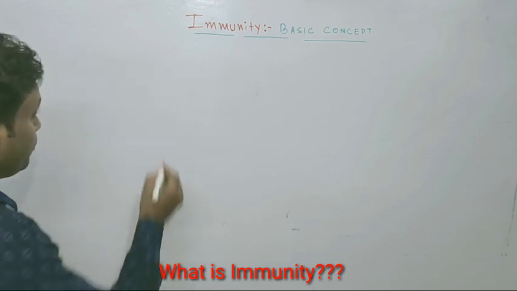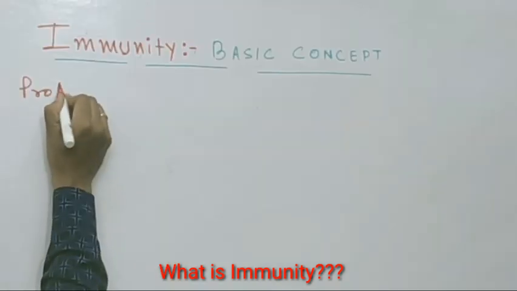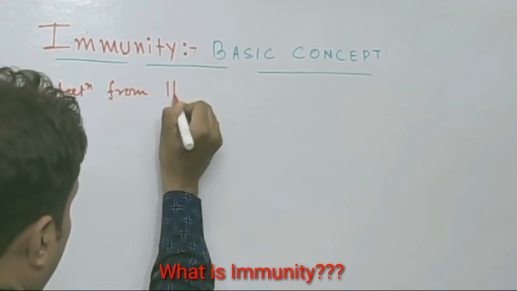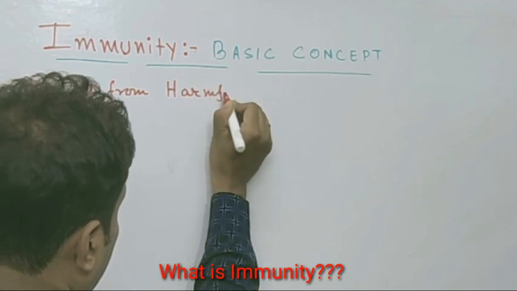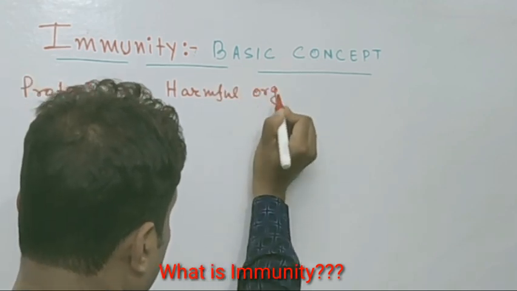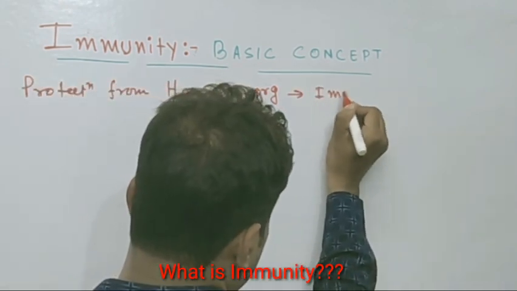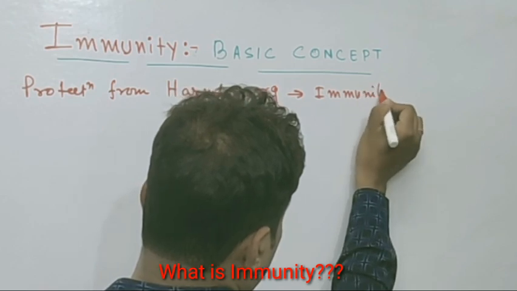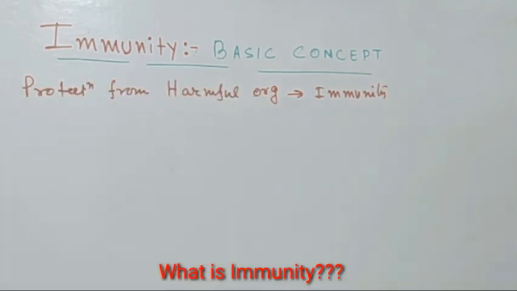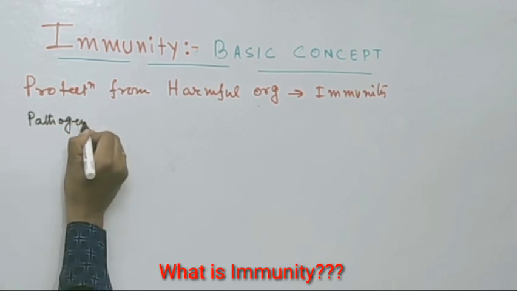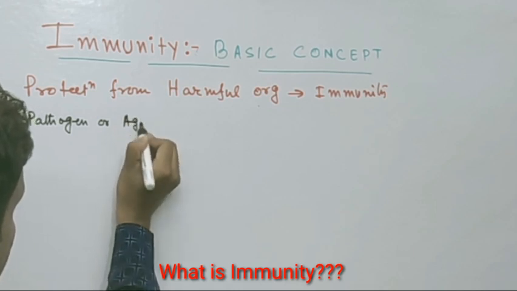So immunity means protection from harmful organisms. Protection from harmful organisms is called immunity. And these harmful organisms are usually called pathogens, or they are known as antigens.